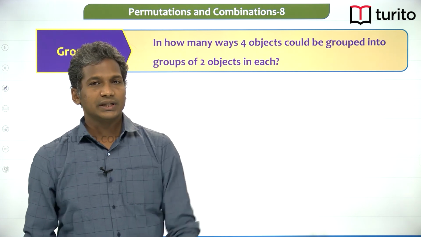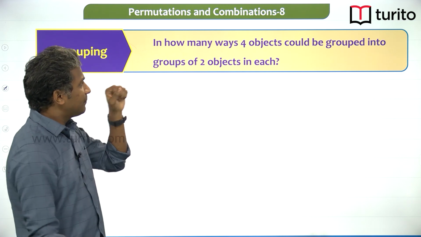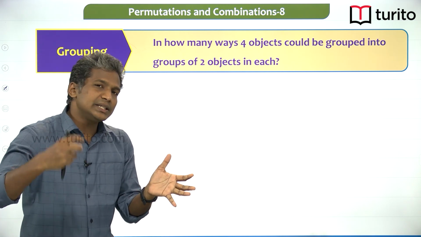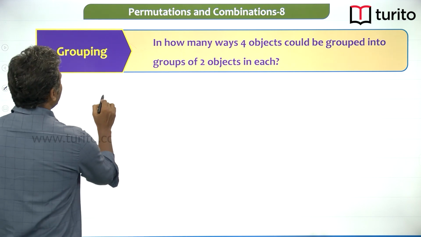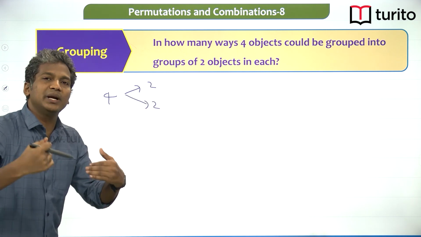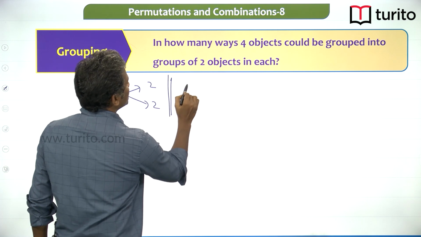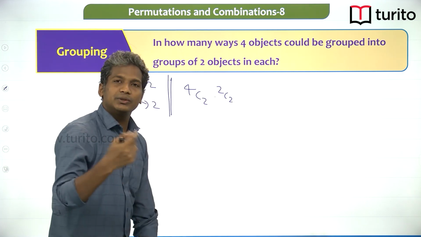Now, the fourth point is this. Fourth point comes from this example. So, here there are 4 objects, you wanted to form 2 groups and each group is having 2 members. So, how do we do it? If we go by the current knowledge, whatever is the knowledge that we have built till now, this number is going to be 4C2 into 2C2, or 2C2 can be written as 1 also.